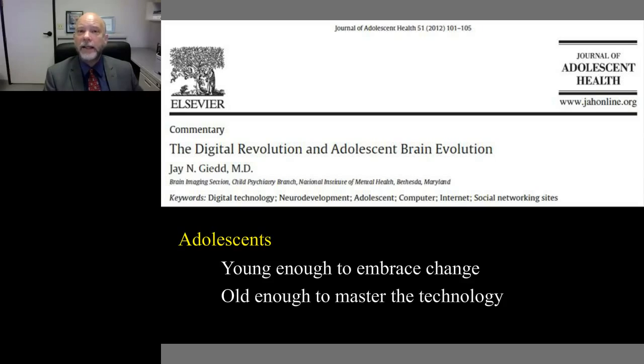I focused on adolescence, not because adolescents are the only ones affected. 2-year-olds can meaningfully interact with iPads, and they also swipe like plants and refrigerators and stuff. But people beyond adolescence also use a lot of the digital technologies. But adolescents are sort of in this sweet spot. They're young enough to embrace the changes, but they're old enough to master the technologies. So even bright 14-year-olds can often run circles around even computer science teachers in their school.